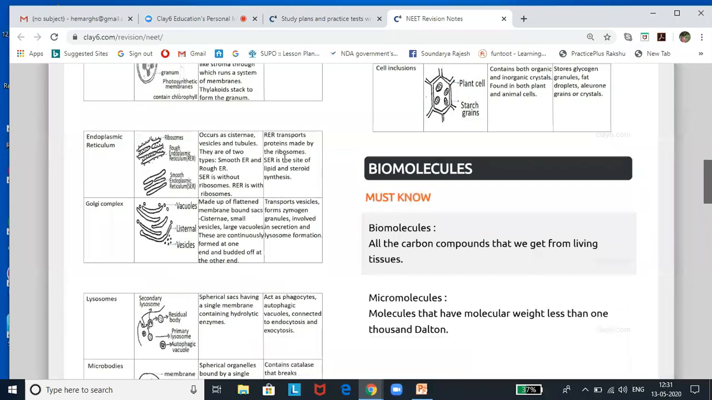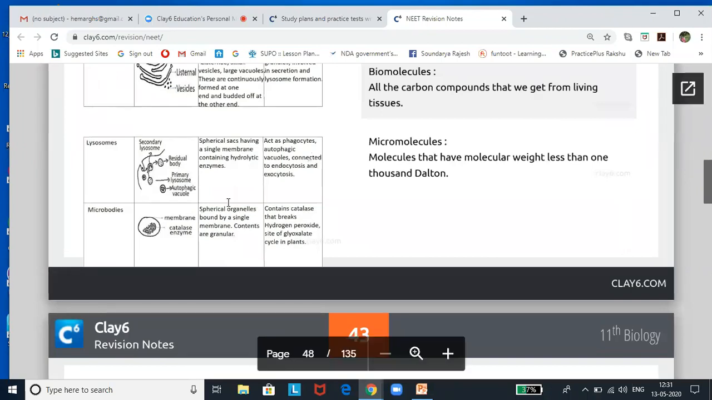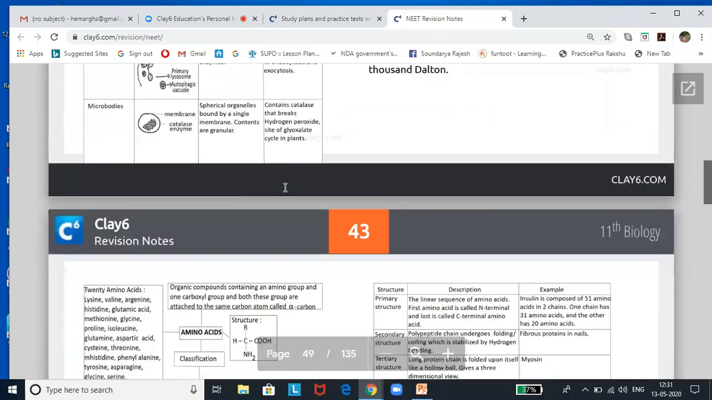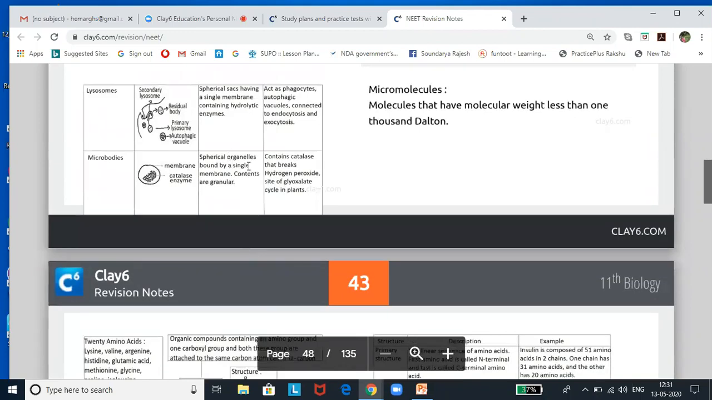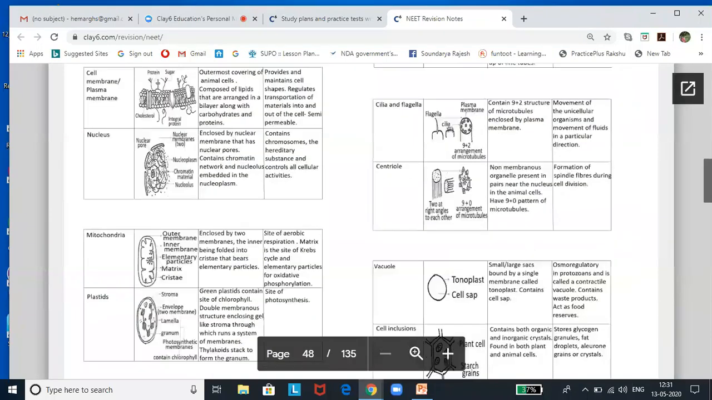Okay. Now, if you look at the microbodies, so these microbodies are spherical organelles bound by single membrane. The contents are granular. They contain the enzyme catalase that breaks hydrogen peroxide, and they are the site of glyoxylate cycle in the plants.